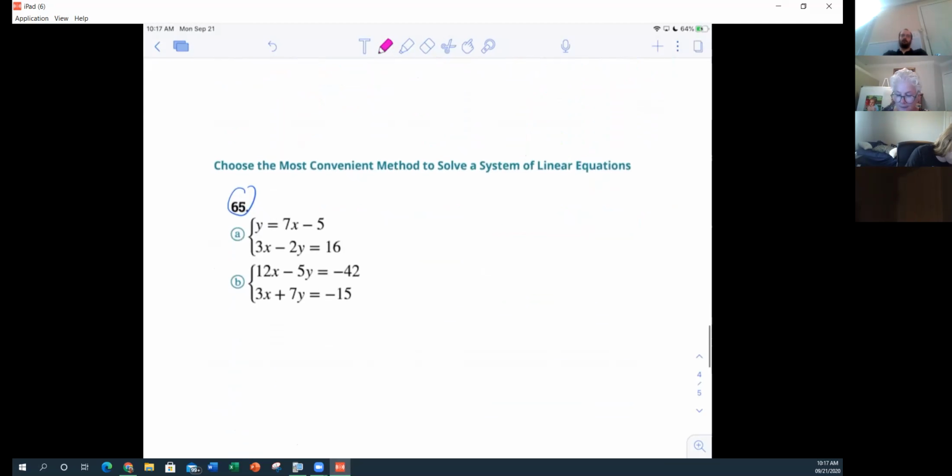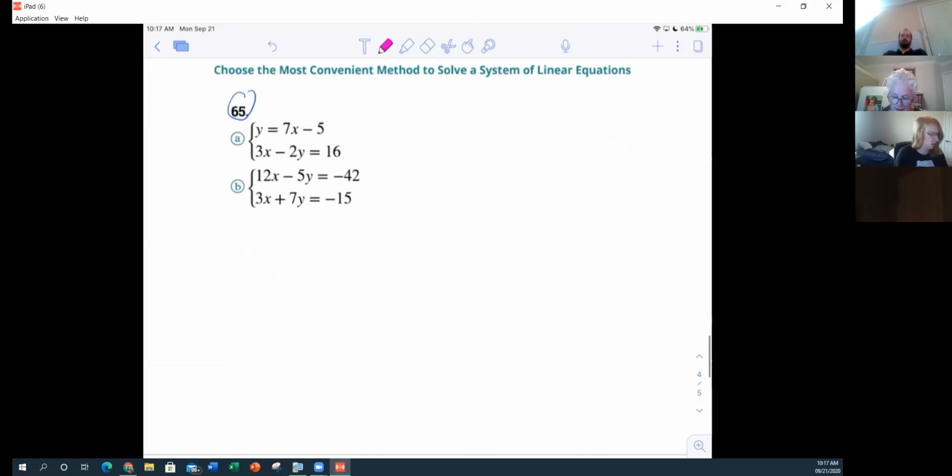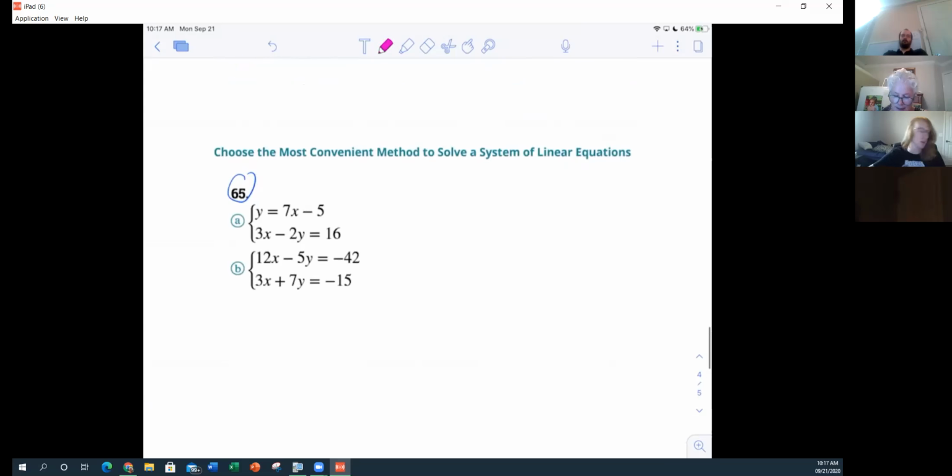And then 65 says choose the most convenient method to solve a system of linear equations. So it didn't actually say to solve them, but I do want you to solve them. So what would be the most convenient method to solve this one? It's totally arbitrary, but to me, it's kind of leading a little bit though. Yeah, it's very leading. So what do you think, guys?